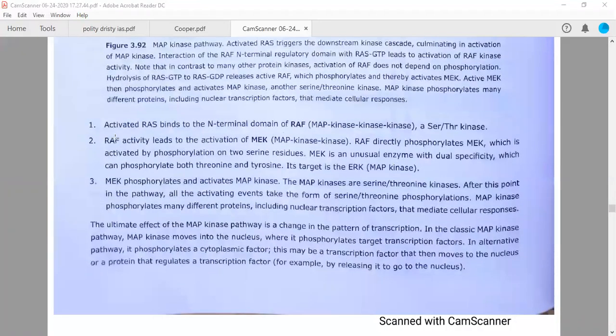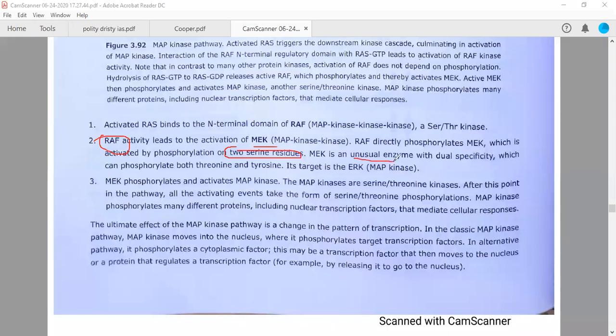It is also given that activated RAS will bind to the N-terminal domain of RAF. RAF is a MAP kinase kinase kinase, which is a serine threonine kinase. So the RAF activity will lead to the activation of MEK. MEK is a MAP kinase kinase. So it will phosphorylate MEK, which is activated by phosphorylation of two serine residues. So you need to know this. It is the two serine residues which will be phosphorylated by RAF in MEK.